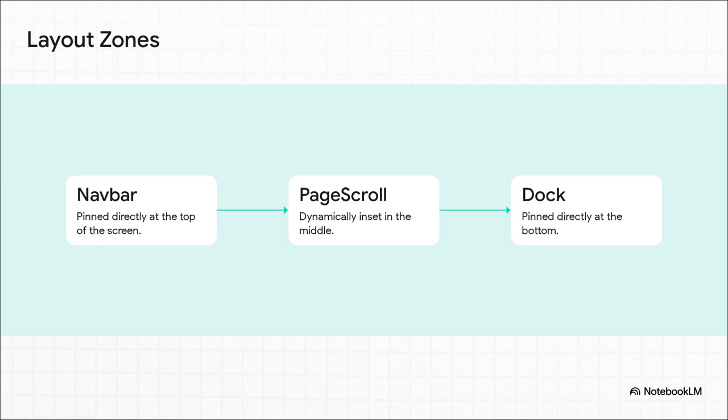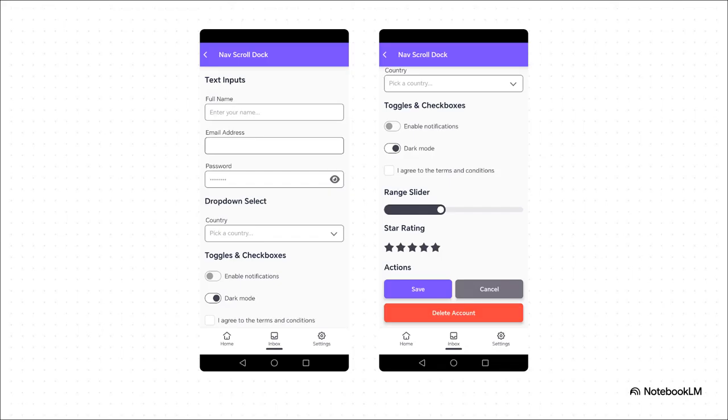Step 2, right in the middle, is our B4XDaisyPageScroll. It's dynamically inset, so its top starts exactly beneath the nav bar and its bottom ends right above the dock. It essentially creates this perfect dynamic scrolling canvas right in the center of your screen. And this brilliantly illustrates exactly what I'm talking about.